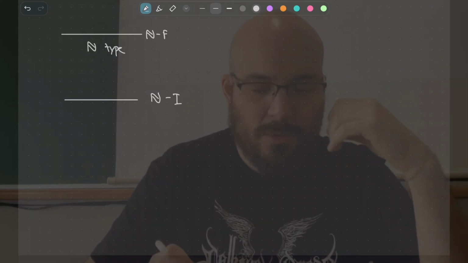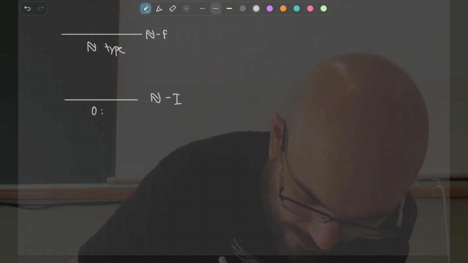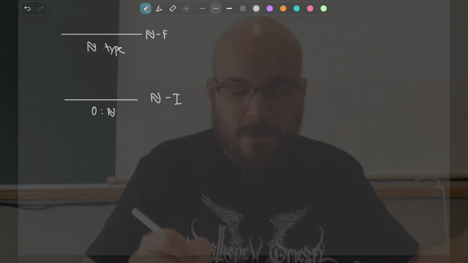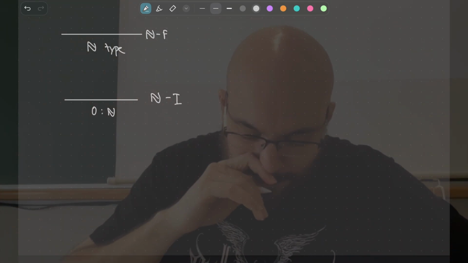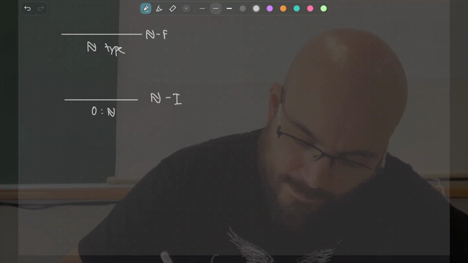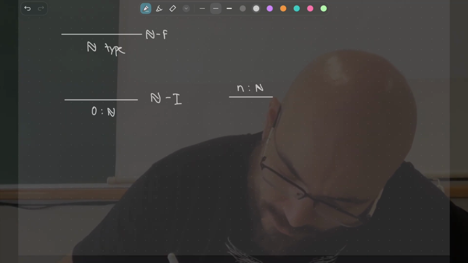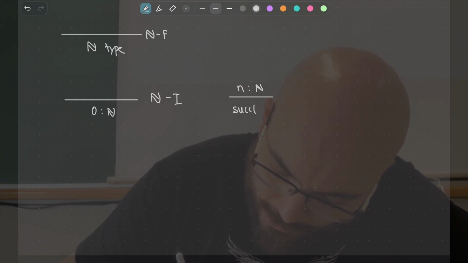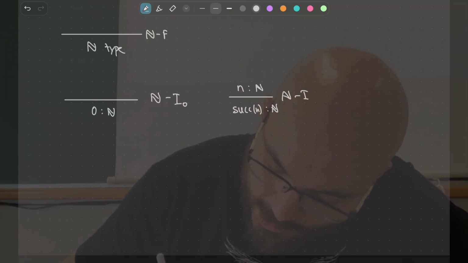Yes? 0 is a natural number. From nothing, you can already say that 0 is a natural number. Which 0? The natural number 0, because maybe you are doing integers as well, but I will not decorate it with a subscript. And what is the other way? If n is a natural number, then the successor, however you want to write this, is a natural number. This is the introduction of 0, and this will be like the introduction corresponding to S.